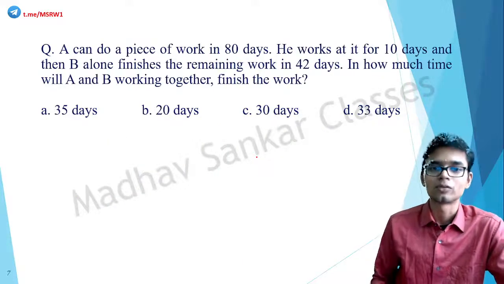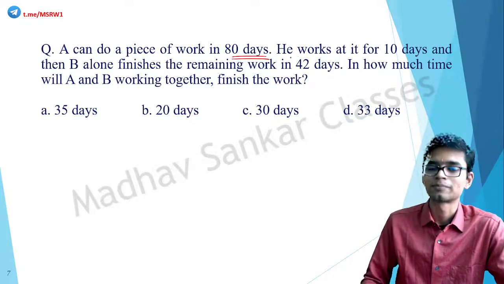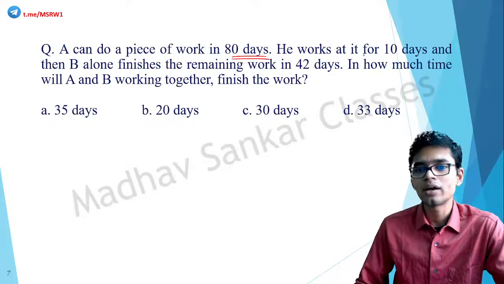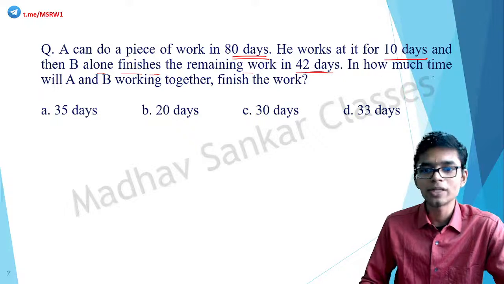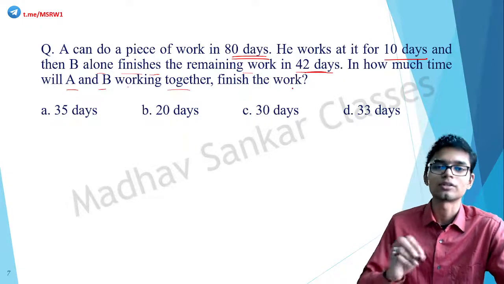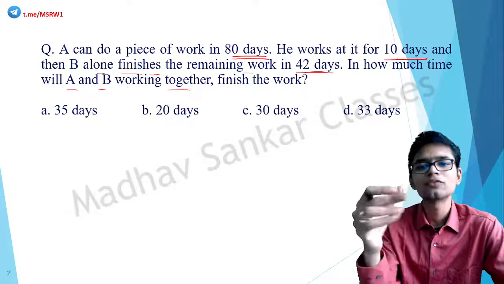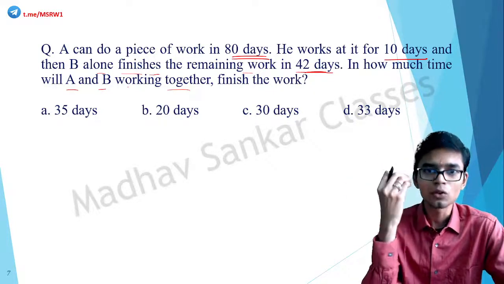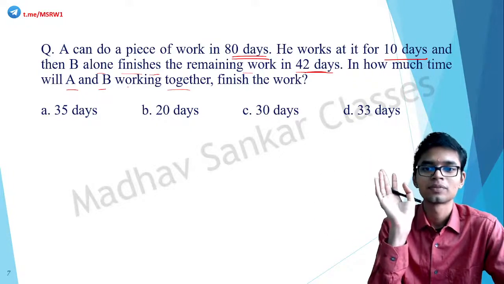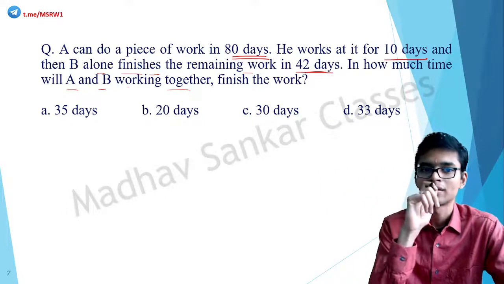All right, moving on. Another interesting question. A can do a piece of work in 80 days. He works at it for 10 days and then B alone finishes the remaining work in 42 days. In how much time will A and B working together finish the work? So A can do a piece of work in 80 days. He worked for 10 days and left. B came in and worked for 42 days to finish the work. So how much time does it take if they both worked together? That is the question. Clear?